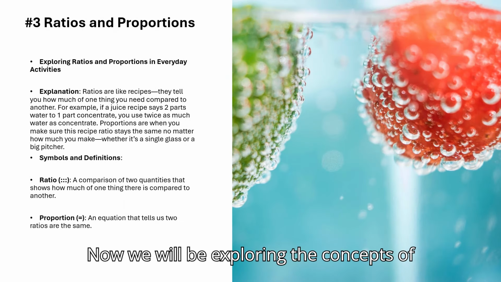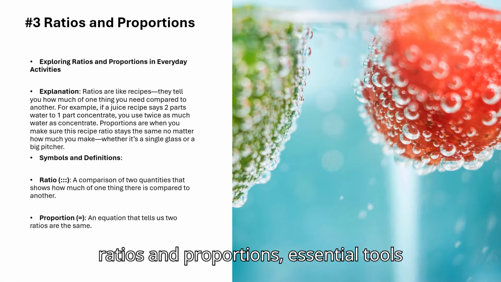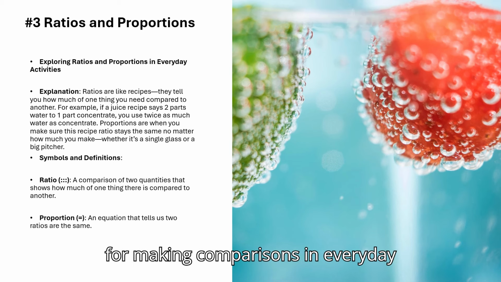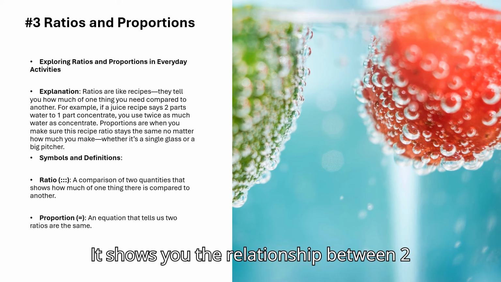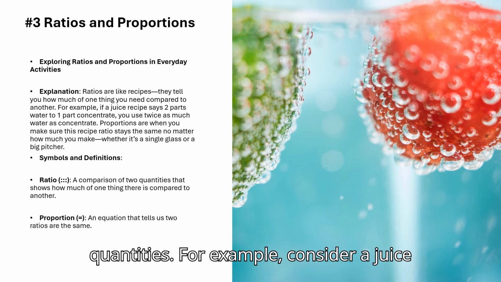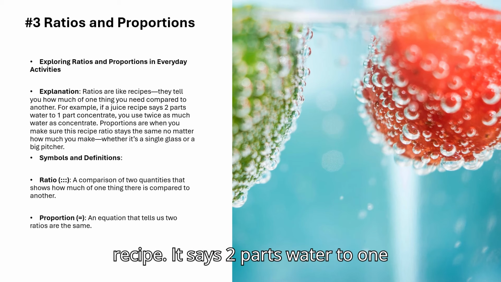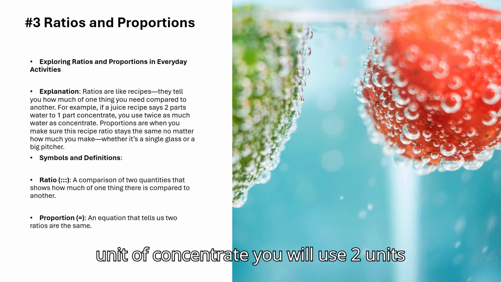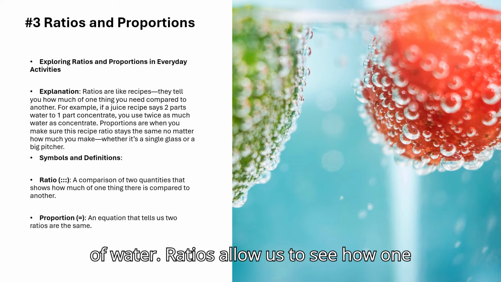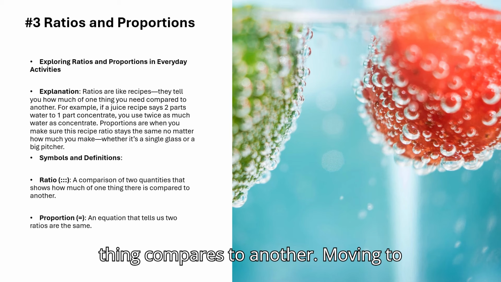Now, we will be exploring the concepts of ratios and proportions, essential tools for making comparisons in everyday situations. Think of a ratio as a recipe. It shows you the relationship between two quantities. For example, consider a juice recipe. It says 2 parts water to 1 part concentrate. This means for every unit of concentrate, you will use 2 units of water. Ratios allow us to see how one thing compares to another.